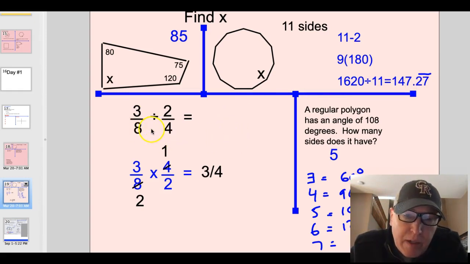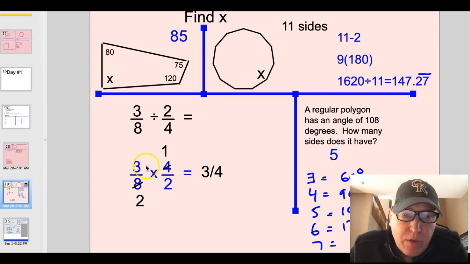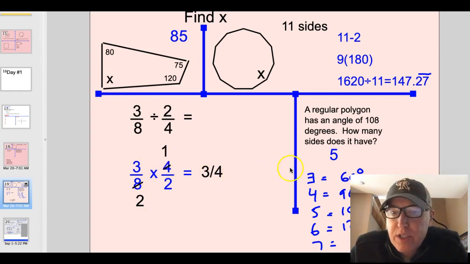This one here, a division problem from chapter 5. We'll do the old keep, change, flip. So we keep it, we change the sign from division to multiplication, and we flip this guy upside down. Now, we could reduce it to 1/2. I just left it at 4 halves. I mean, it's going to work out the same. A little cross reduction here. 8 divided by 4, we'll divide both these by 4. 8 divided by 4 is 2. 4 divided by 4 is 1. Multiply straight across. 3 times 1 is 3. 2 times 2 is 4. You have 3/4 is your answer.